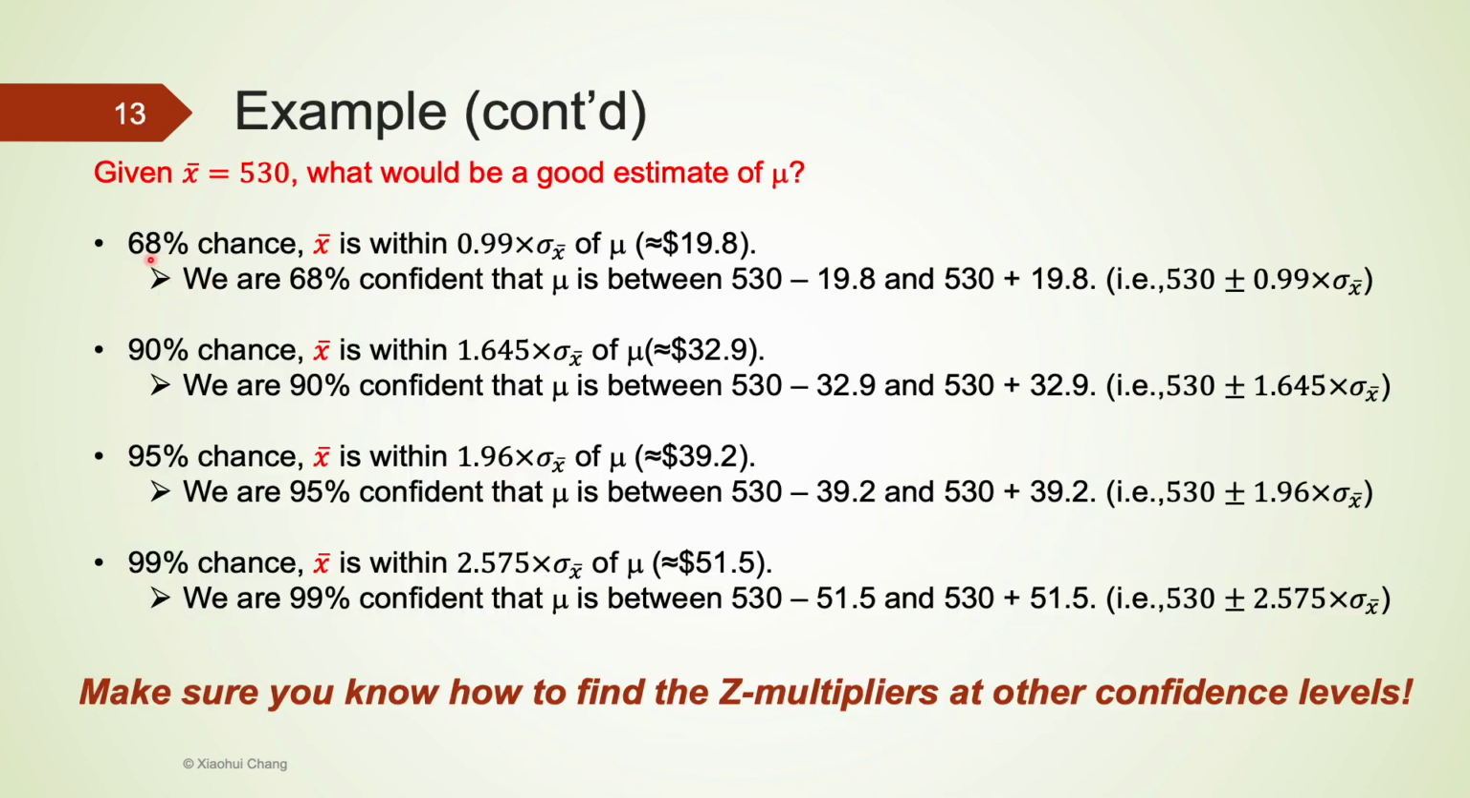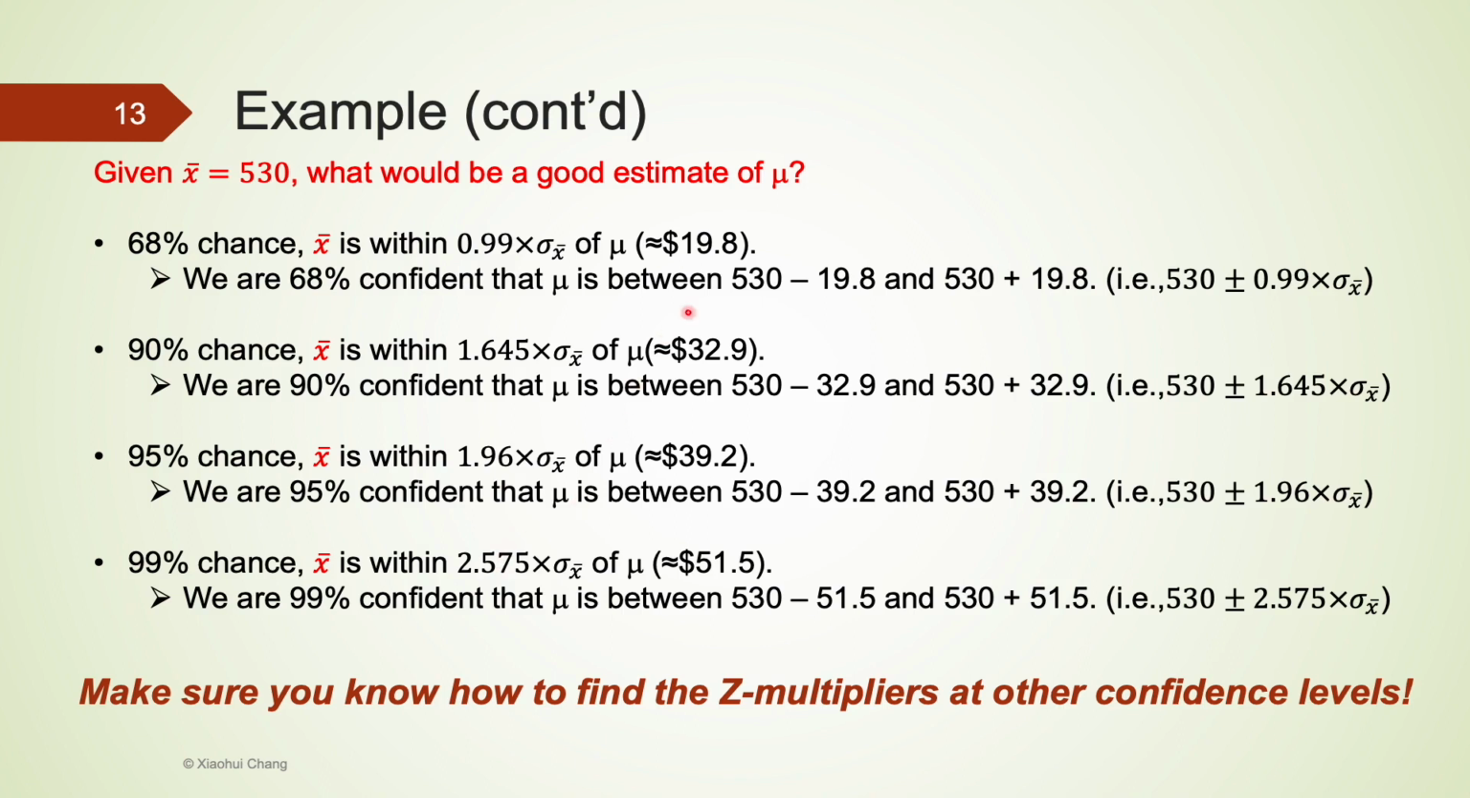We can also compute the confidence intervals at other confidence levels, say 68%, 90%, or 99%. The steps are identical to what we have just described earlier. Please pause the video and see whether you are able to calculate the z-multipliers at these different confidence levels and construct the interval estimates. One thing I like to point out is, as the confidence level increases, say from 68% to 99%, the z-multiplier also increases, as you can see here.